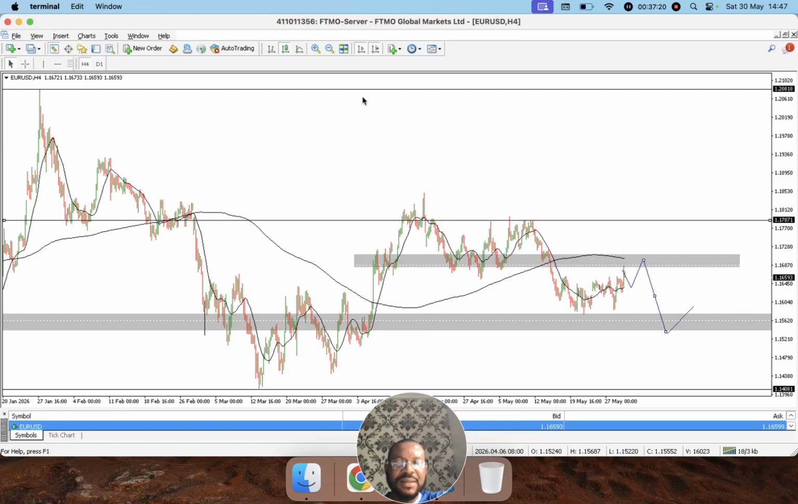So guys, trade carefully, preserve your capital. The forex market is a very dangerous game. This is one of the hardest ways to make easy money. Don't just come into the market and think you can start making money today, tomorrow. This game takes time. It needs a lot of patience, a lot of hard work.